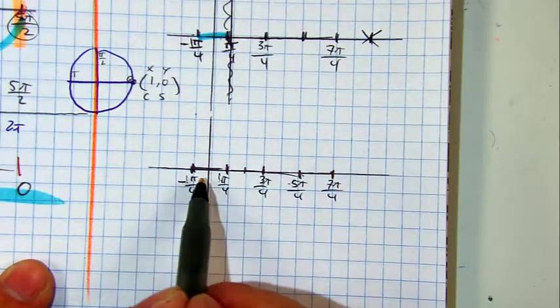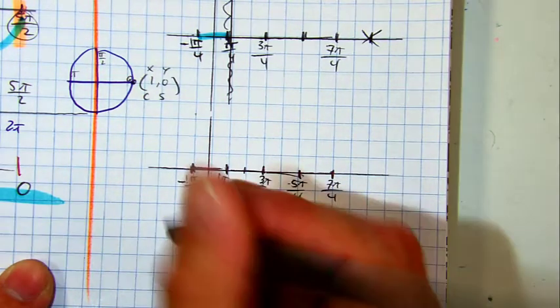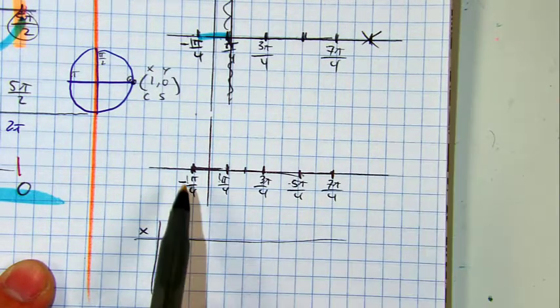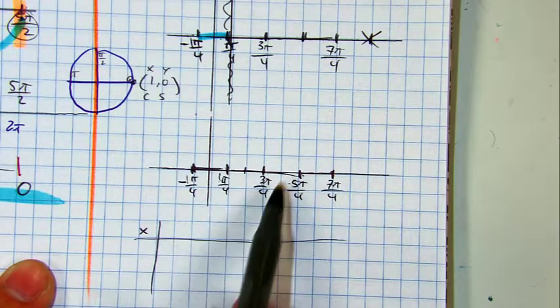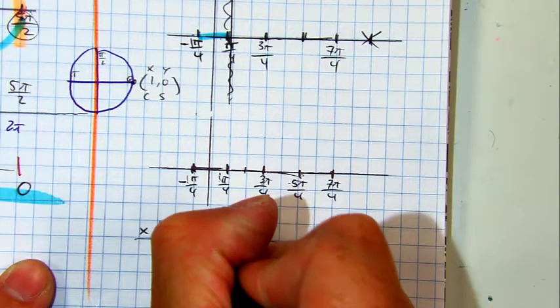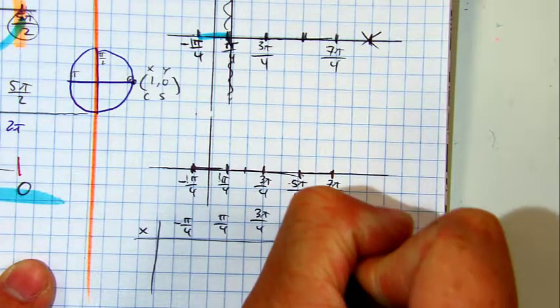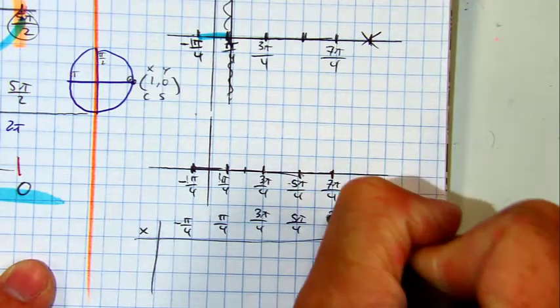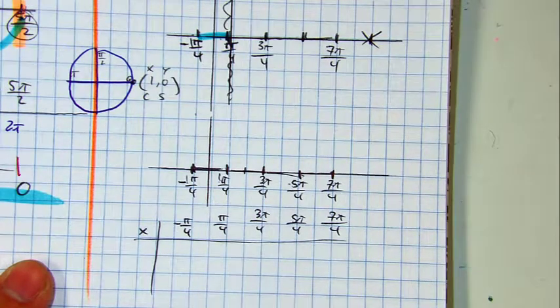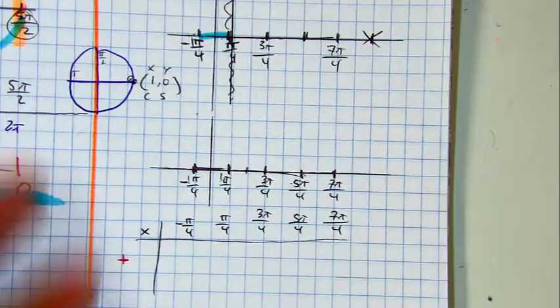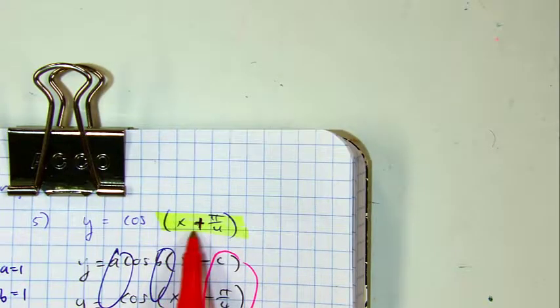So now we can see that the phase shift was going towards the left. Let's get our x values. These values come directly from your x axis, right? Negative pi over 4, pi over 4, 3 pi over 4, 5 pi over 4, 7 pi over 4. Partner A, tell partner B, what do we need to do with these values? What do we do? We're going to add pi over 4.